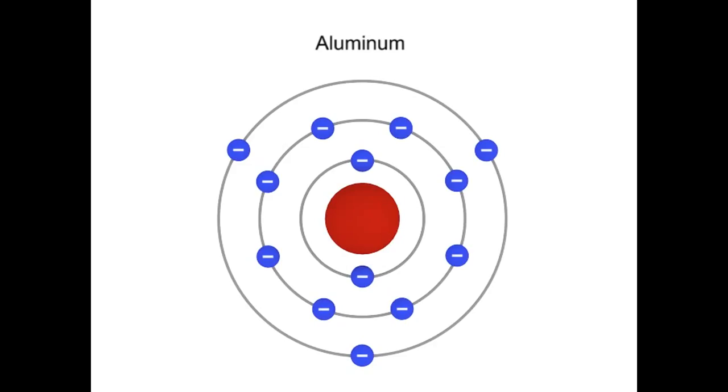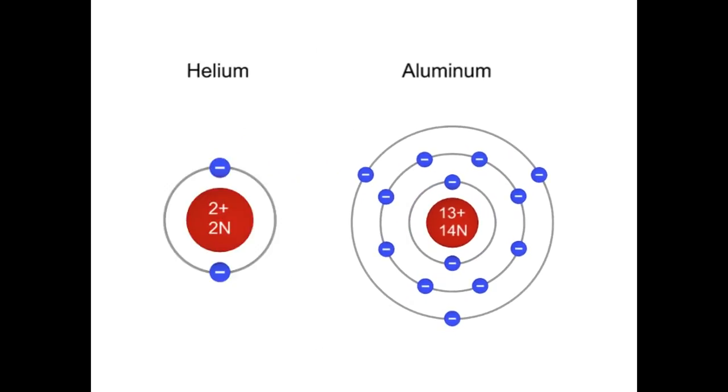Now let's look at a 2-dimensional representation of an aluminum atom. Aluminum has 13 protons and 14 neutrons in its nucleus. 13 electrons occupy various orbits or shells around the nucleus. The 2 electrons nearest the nucleus occupy the first shell. The first shell can contain only 2 electrons. Unlike the helium atom with its single shell around the nucleus, the aluminum atom will need additional shells to accommodate its additional electrons.